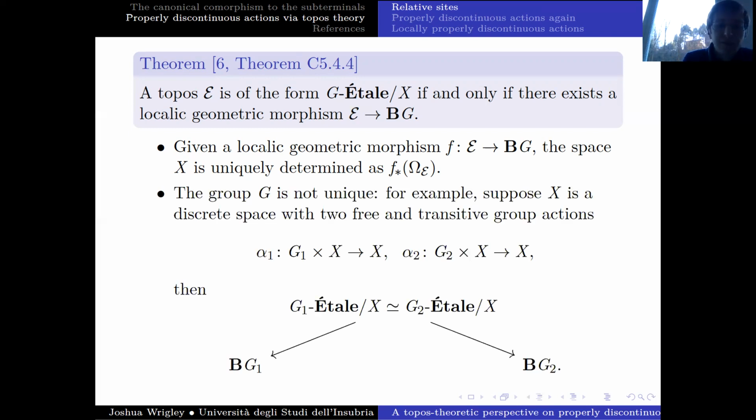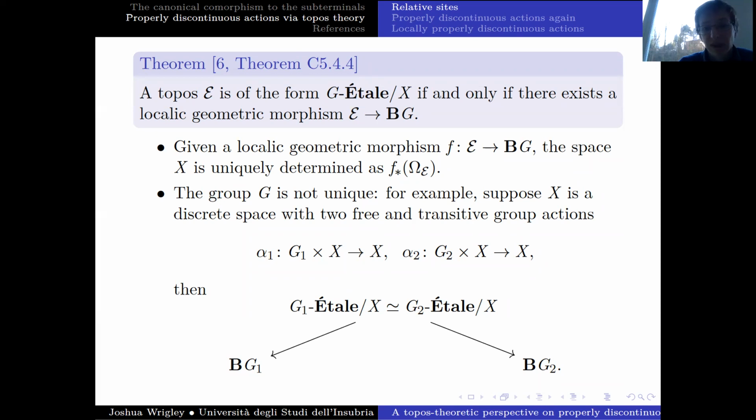But interestingly, the group is not unique. There's a theorem by Freyd which says you can take the group to always be a particular group: the automorphisms of a countably infinite set with the pointwise convergence topology.